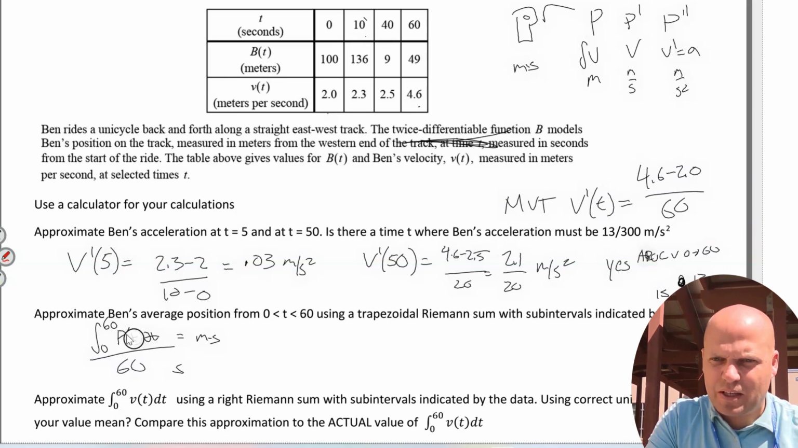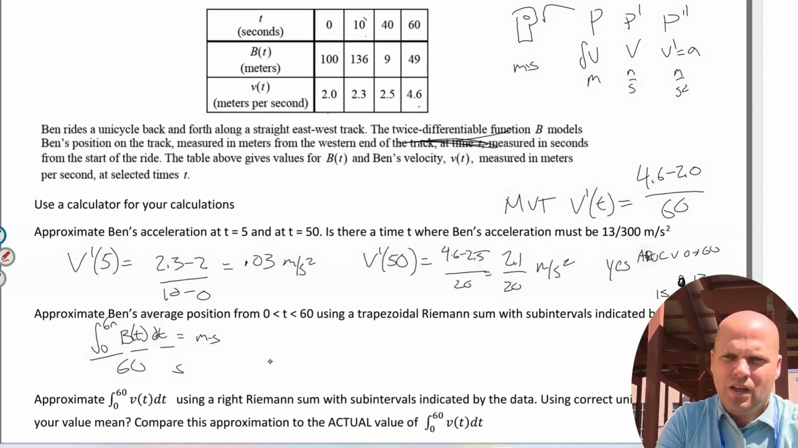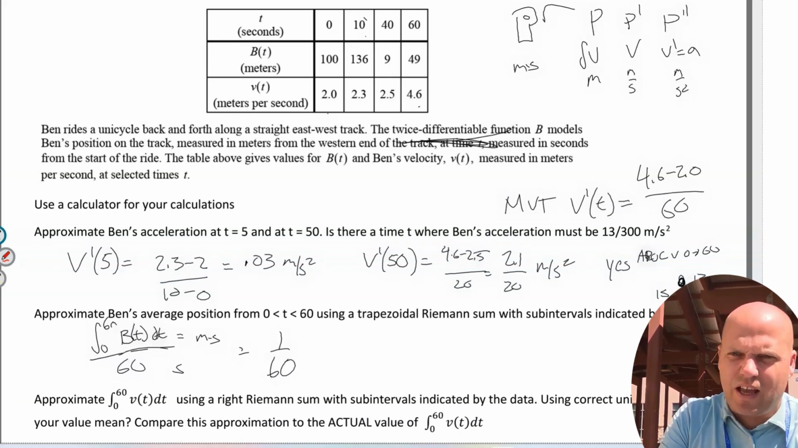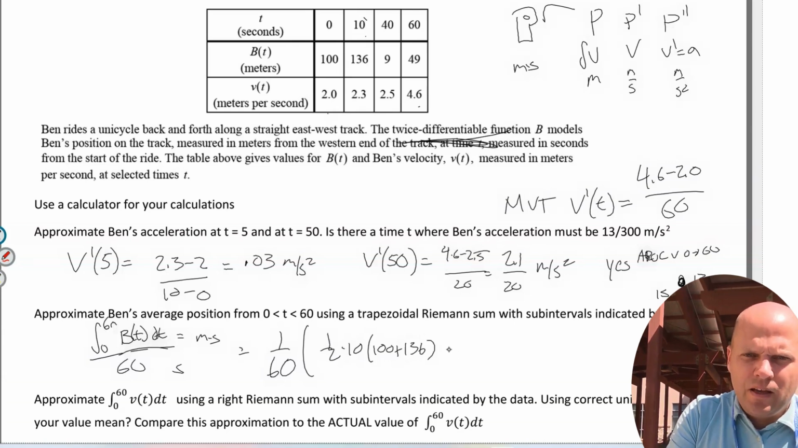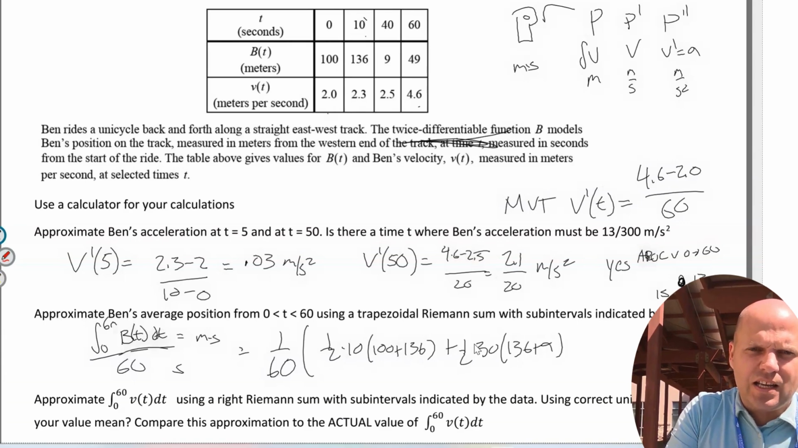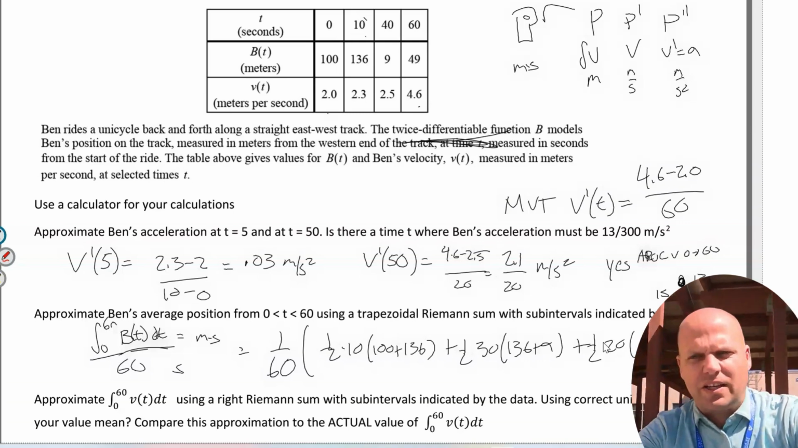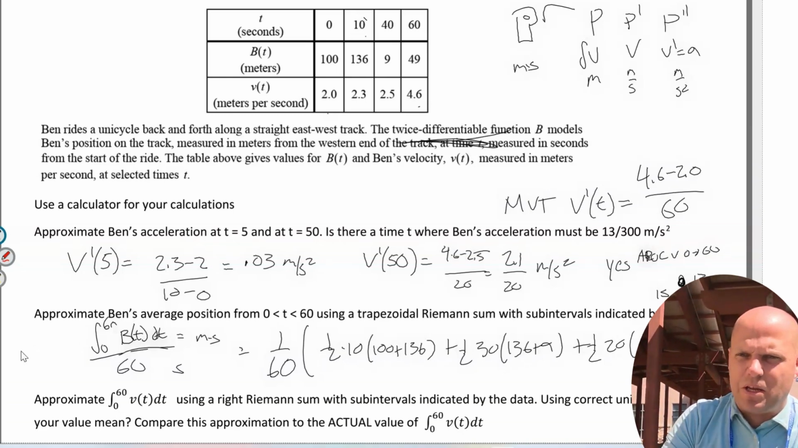Now my position is apparently B of t, so I should be using B of t. And I'm going to move the 1 over 60 out, and I'm going to use a trapezoidal Riemann sum. So I'll have 1 half 10, 100 and 136. I have a 1 half 30, a 136 and 9. And then I have a 1 half 20, 9 and 49. Whatever that equals, divided by 60, I get an average position in meters.